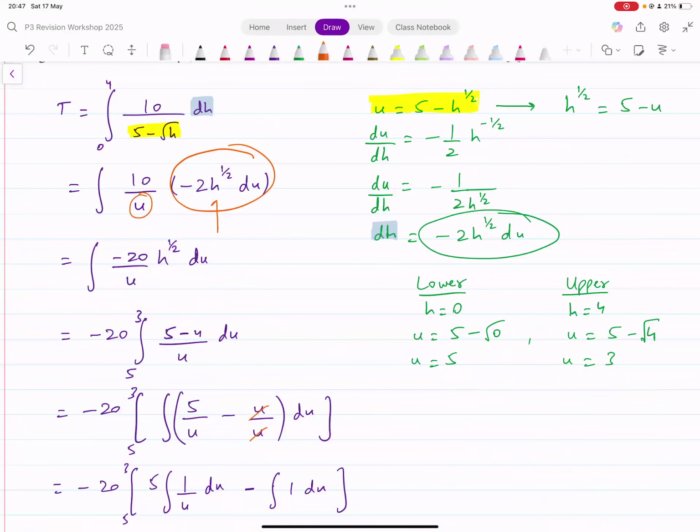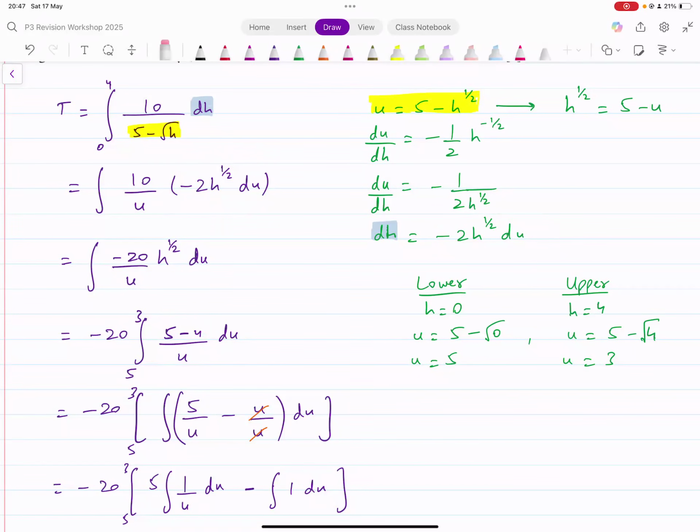We still have an h there. To get rid of that, we make h to the power 1 over 2 the subject here. That gives us 5 minus u. And we also replace this h to the power 1 over 2 with 5 minus u now. And we end up getting an integral like this.